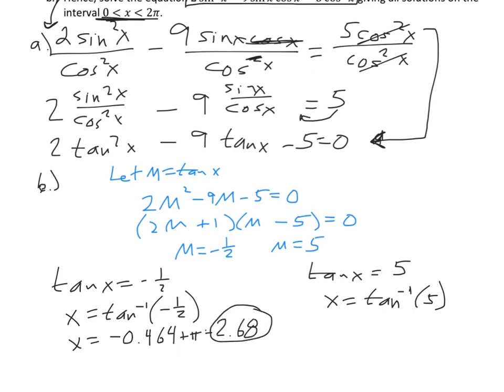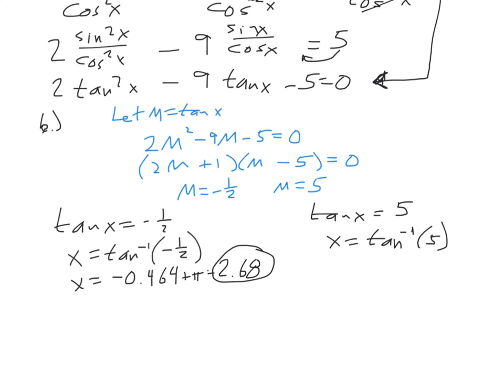And then I could even add pi again. So give myself a little bit more space here. I could add pi again and get 2.68 plus another pi, which gave me 5.82. And then those are going to be all the solutions I can find between 0 and 2 pi.